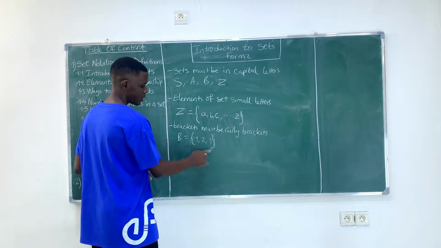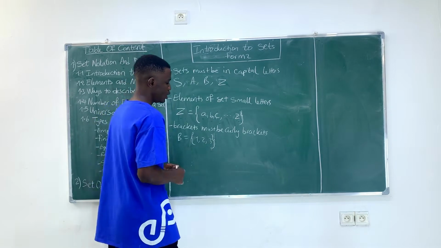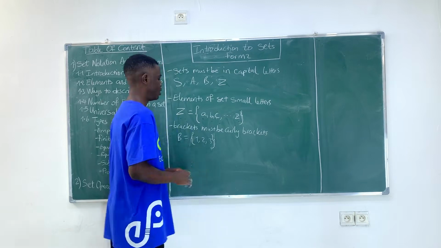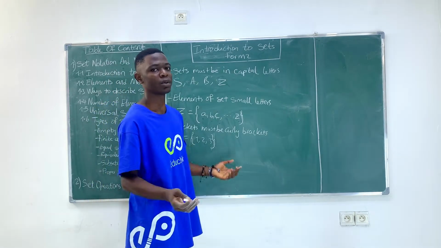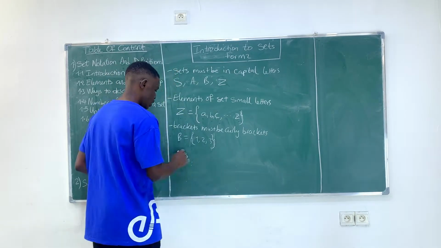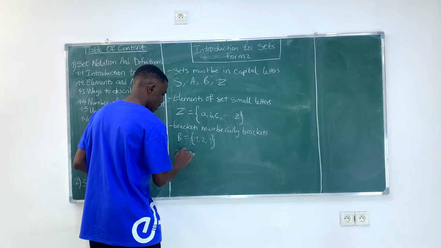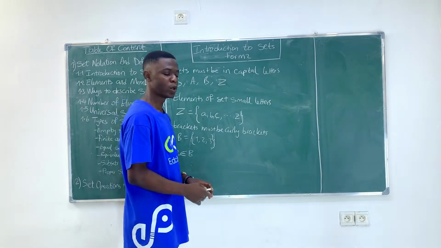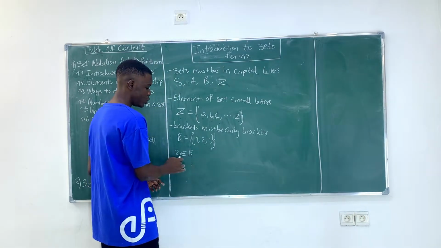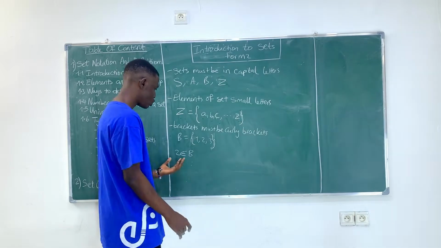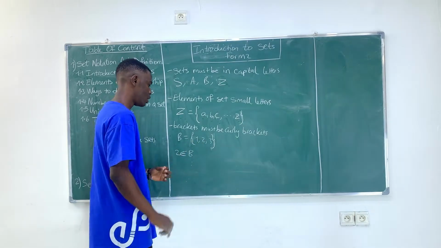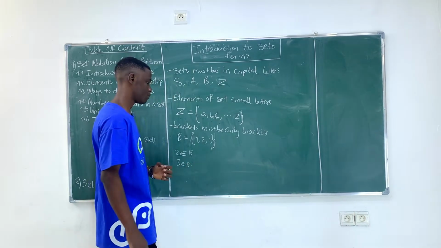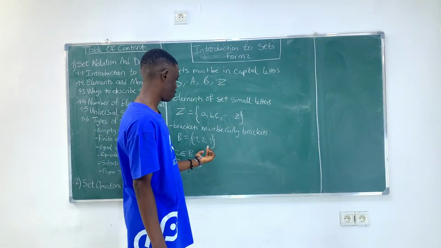Now, in this set, how do I want to tell my friend that there is 2 in the set in a mathematical way? I'll say 2 is an element of the set B. So since 2 is inside, I can say 2 is an element of B, which means 2 is part of the set B. I can also say 3 is an element of B. So see that 3 is a part of B.